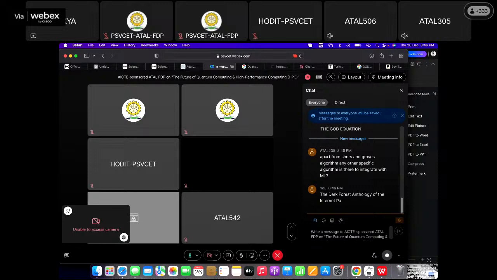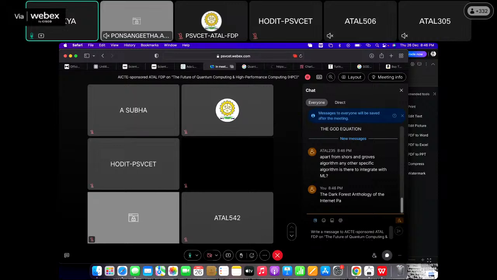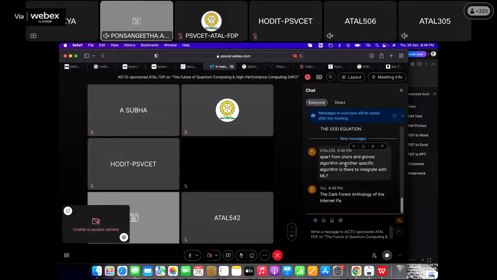Apart from the Shor's and the Grover's algorithm, any other specific algorithms you can integrate with the ML, you have multiple options there. You can go for the RSA also. You can directly do it with the RSA. RSA algorithms, you can use it. I share the list of algorithms that you can use for cryptography purposes or in the ML. You can check this textbook, The Dark Forest Analogy of the Internet.